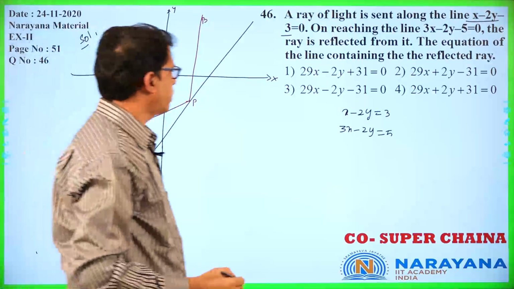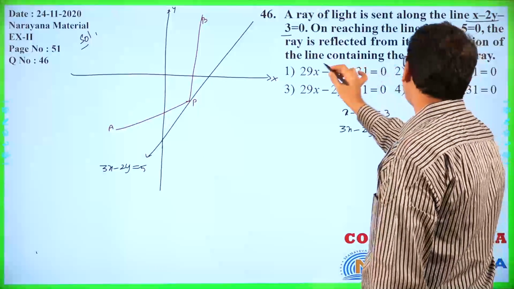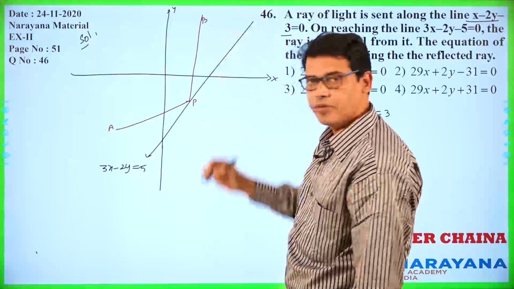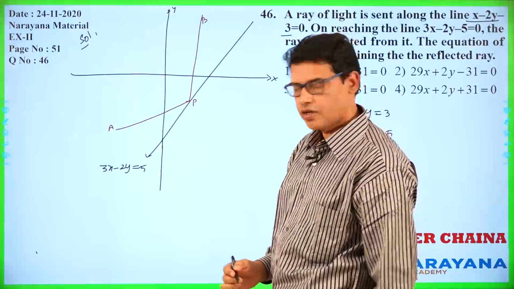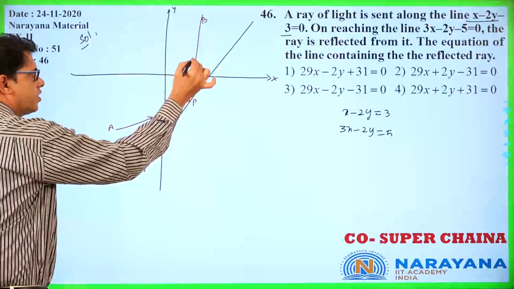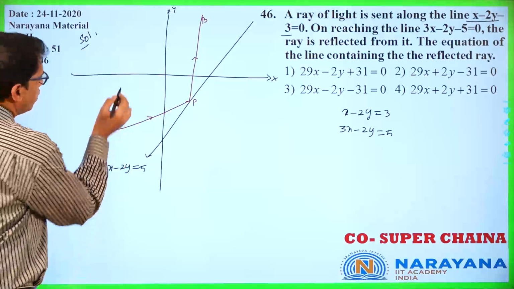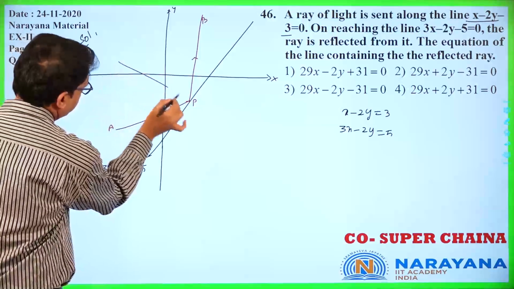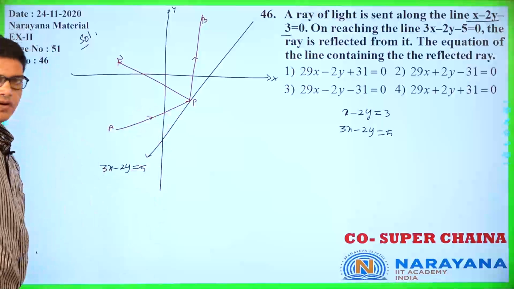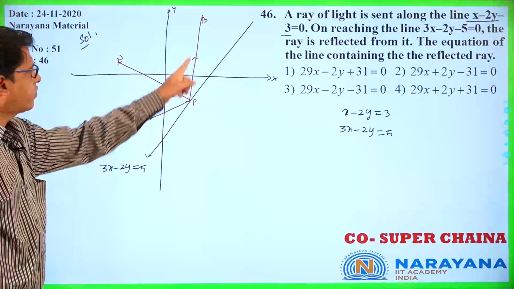Now what we have to find? The ray is reflected from it. The equation of the line containing the reflected ray means we have to find the equation of PB. Equation of PB is required. Okay. So this is an incident ray. This one is a reflected ray. Now this is a normal, perpendicular. Normal.